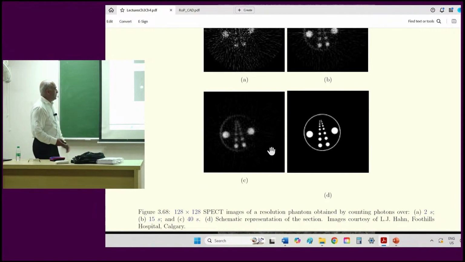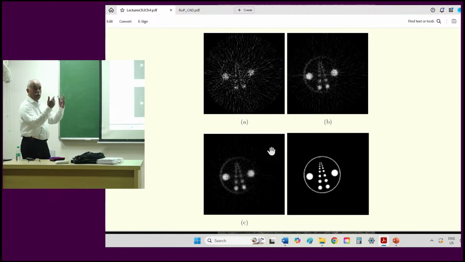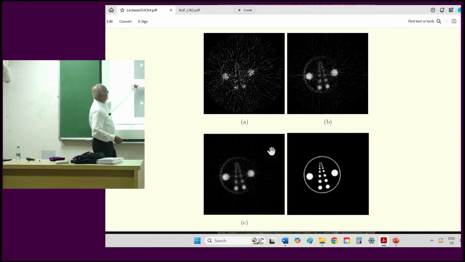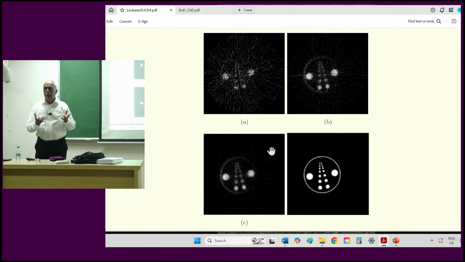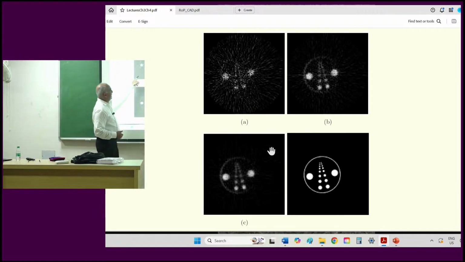If you acquire these images, in this case, we can count the photons for a longer time. The first one is 2 seconds, then 15 seconds, then 40 seconds of counting the photons. The longer you count, the better the quality. In 2 seconds, there is nothing really. It's so noisy. Even here, you cannot see the very small ones. There's a lot of blurring. The resolution is poor. But compared to that, it's clean. Compared to that, it's clean.